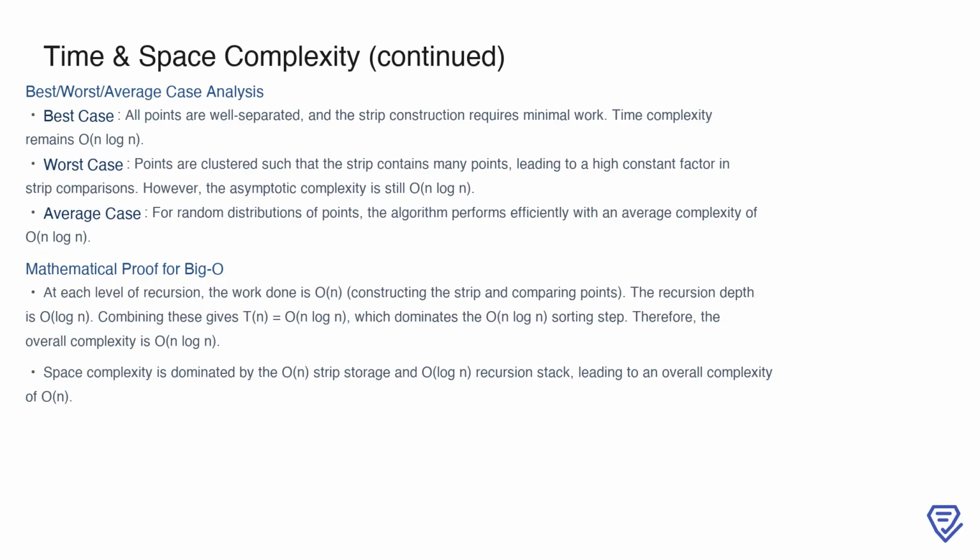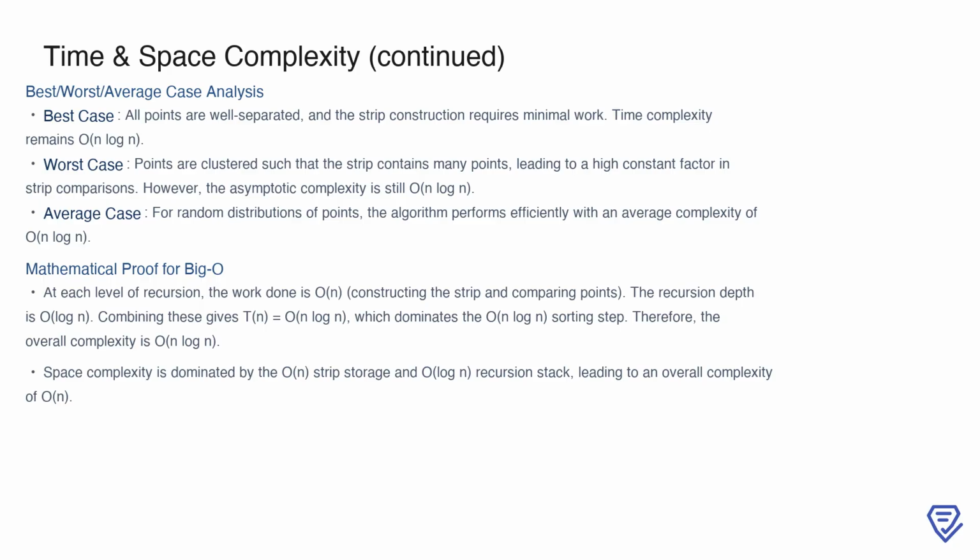Despite this, the time complexity remains n log n, due to the sorting and divide and conquer steps. In the worst case, the points are clustered, leading to a larger strip that requires a higher constant factor for comparisons. However, the asymptotic complexity is still n log n, as this step does not fundamentally change the divide and conquer structure. On average, for a random distribution of points, the algorithm performs efficiently with an average complexity of n log n.